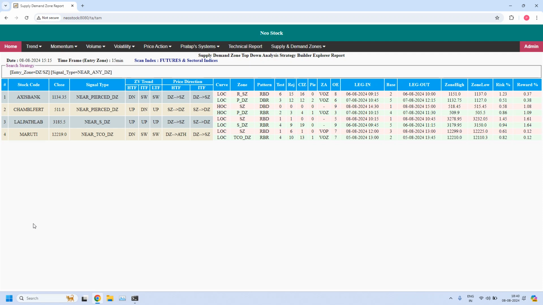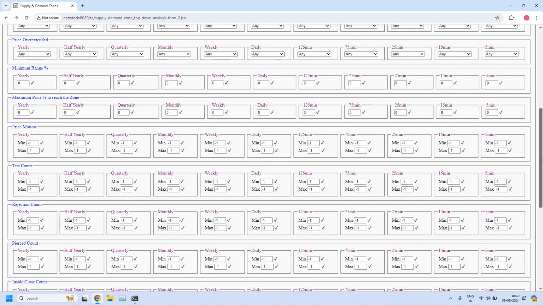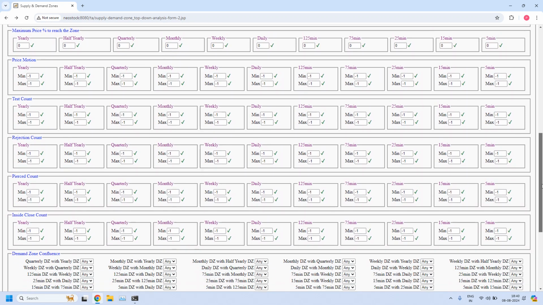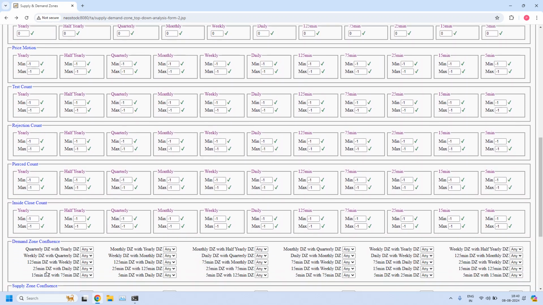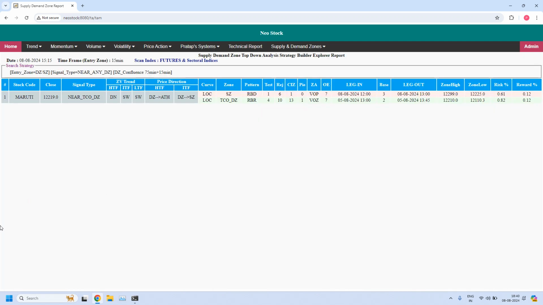Let us check how many of these stocks are having zone confluence. Already 2 stocks are pierced zones. First let us look for ITF confluence, 15 minutes confluence with 75 minutes time frame. This is the one, 15 minutes demand zone with 75 minutes confluence. Only 1 stock, but this is already a pierced zone.